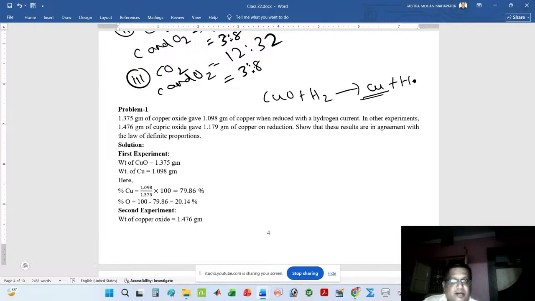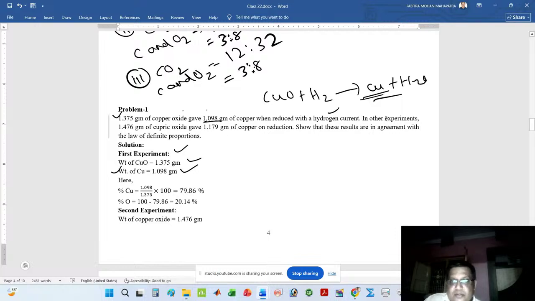Look at that. Here two experimental methods are given. In the first experimental method, I have taken 1.375 gram of copper oxide and reduced it with hydrogen. Then I will get 1.098 gram of copper. So in the first experiment, I can write weight of copper oxide is 1.375 gram. Weight of copper is 1.098 gram.